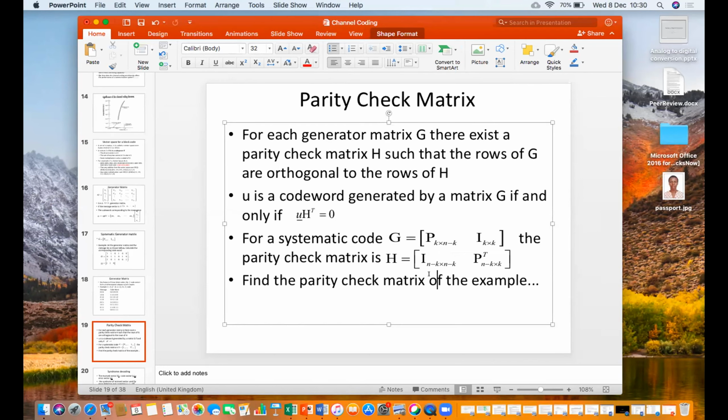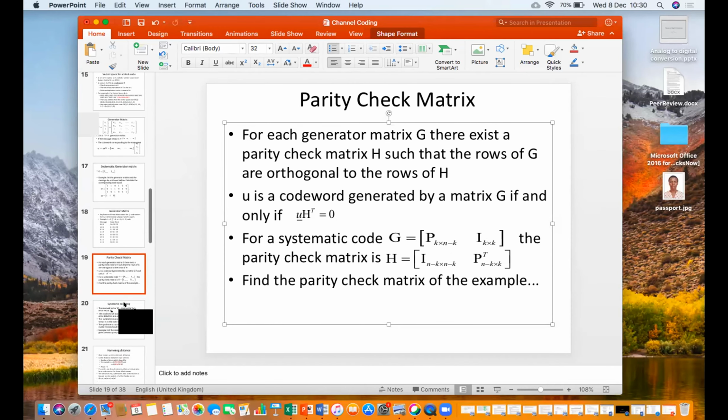And the opposite is also true. If you're given the parity check matrix, you can find the generator matrix like that. So these are interchangeable. Even the positions of these are interchangeable. What is important is that you pay attention to the position of your parity matrix and the position of your identity matrix.